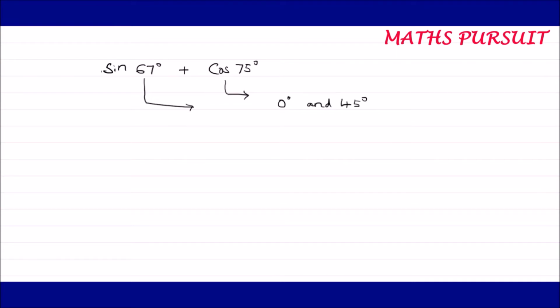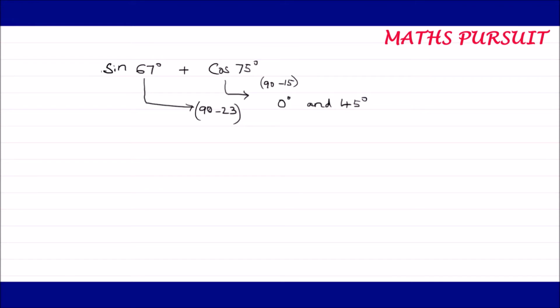Now you could see that 67 degree and 75 degree are more than 45 degree. We need to reduce these in such a way so that they are less than 45 degree. Now let's see what we are going to do. Guys, we know that 67 is nothing but 90 minus 23. Similarly, 75 is nothing but 90 minus 15. Just keep these things in mind.